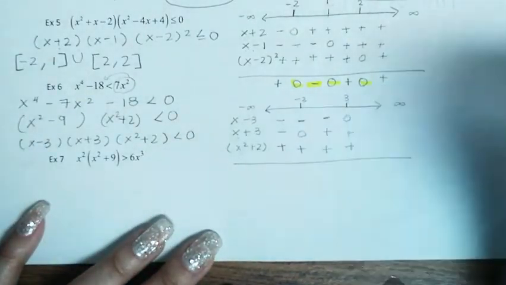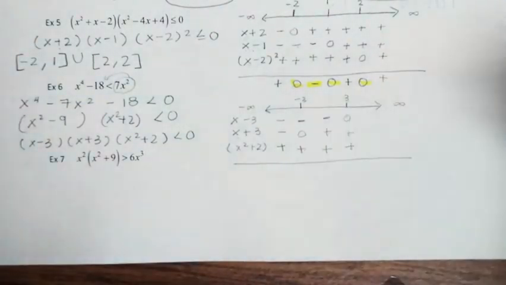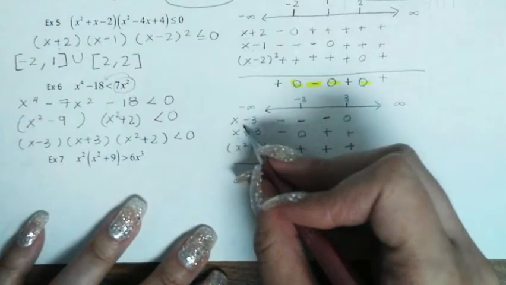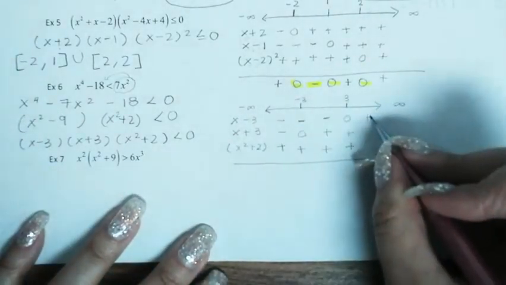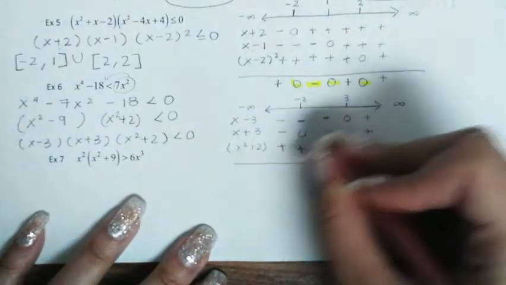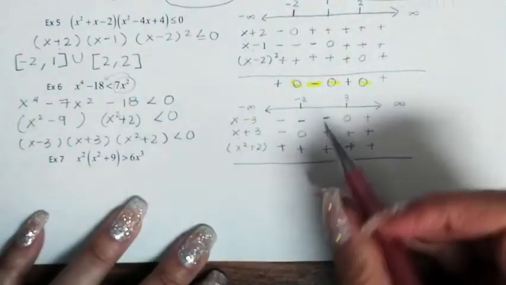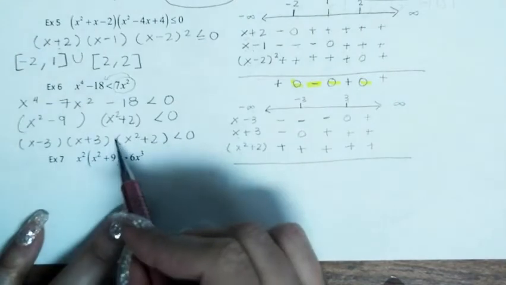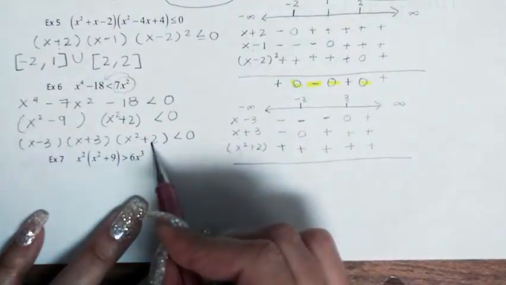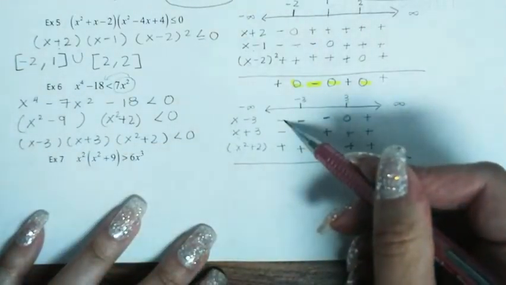Obviously here I'm going to select 4, but you can even select a million, right? So 4 minus 3 is going to be positive, 4 plus 3 is going to be positive, 4 squared plus 2 is going to be positive. Okay, again ask yourself, what are you doing with your linear factors? I'm multiplying them. Okay, so again I'm going to multiply.